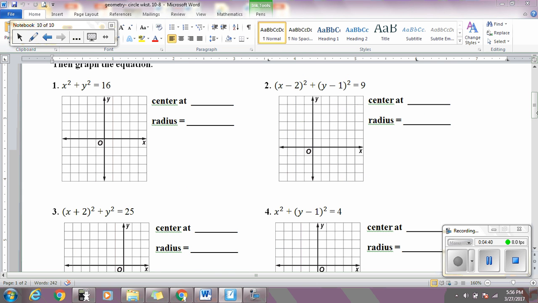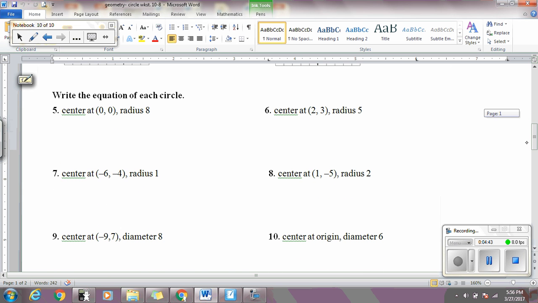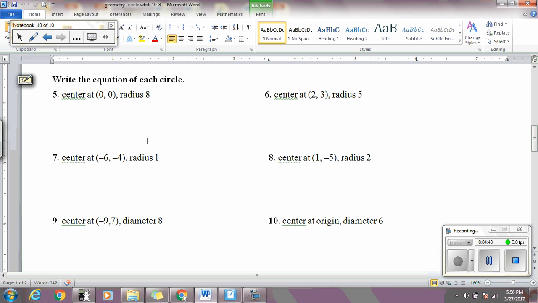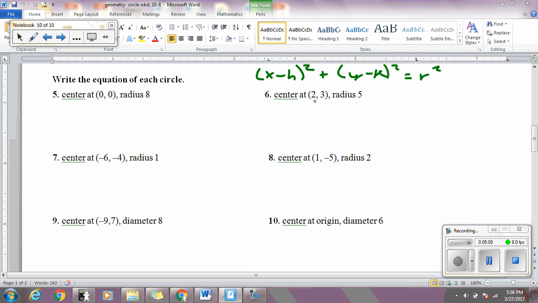Now in the next section, for 6 through 10, they want us to write the equation. So I'll work number 6 with you. Again, it's good to know how the equation should look, so you probably want to write the format. So it's x minus h squared plus y minus k squared equals radius squared. Again, your center is always your h and your k, so you might want to write that. And again, your radius is r.